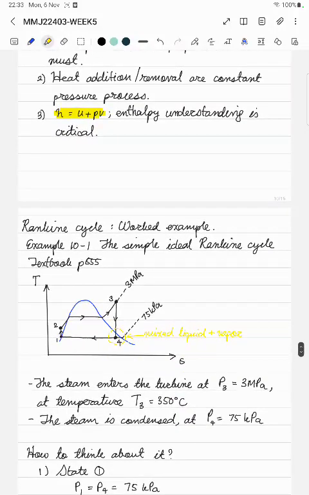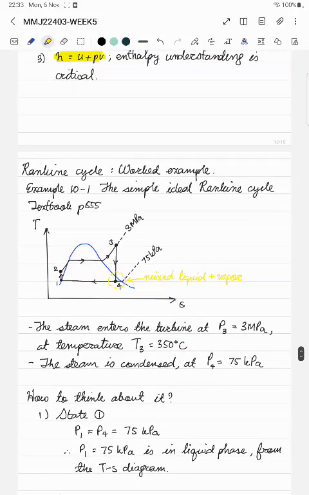Now let's have a look at a worked example of the Rankine cycle. The example is example 10.1, the simple ideal Rankine cycle. The textbook is on page 555, and it's actually the same as the one that I showed you. I think it was our midterm test. We will do a midterm test based on this simple Rankine cycle, so there should be no surprise about that.